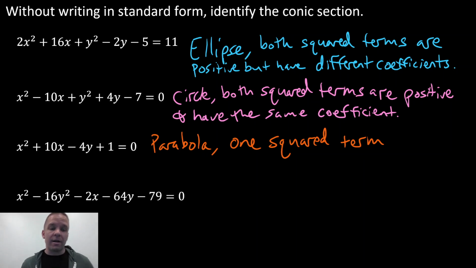The last one down here, I have an x squared and then I have a negative 16y squared. Since one of them is positive and one of them is negative, that's a hyperbola, okay? Even if they were the same, like it was x squared and just minus y squared, there was no 16 there, it's still a hyperbola, okay? It doesn't have to have different coefficients. It often does. But the only thing that you need to identify that is that one is positive, one is negative.